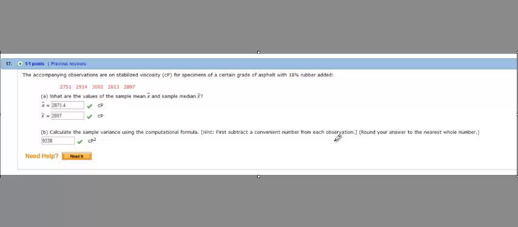The next problem I chose was problem 17 from your homework. Basically, I entered these numbers, and I didn't have to. I could have just done this by hand. It would have been fairly easy, but I just went ahead and entered it into my calculator.